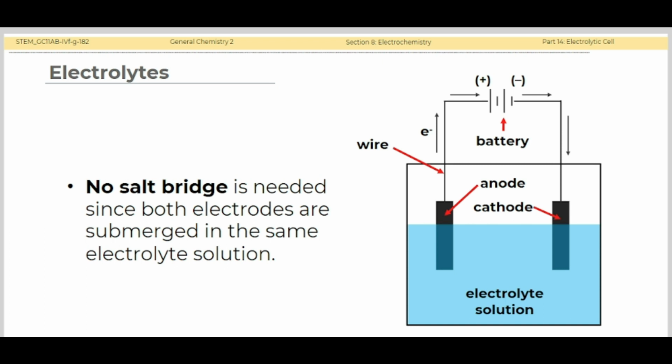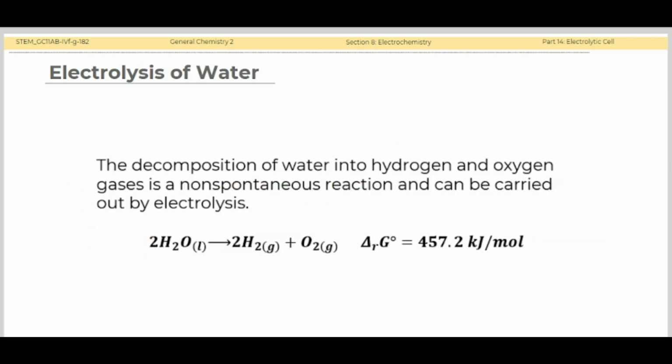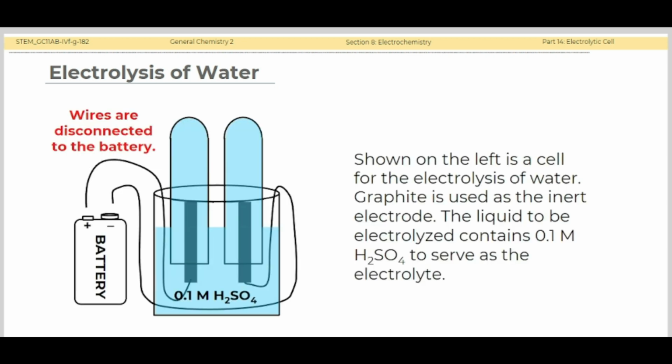same electrolyte solution. The decomposition of water into hydrogen and oxygen gases is a non-spontaneous reaction. At 25 degrees Celsius, the Gibbs free energy of reaction is 447.2 kilojoules per mole. Thus, the reaction can be carried out by electrolysis.